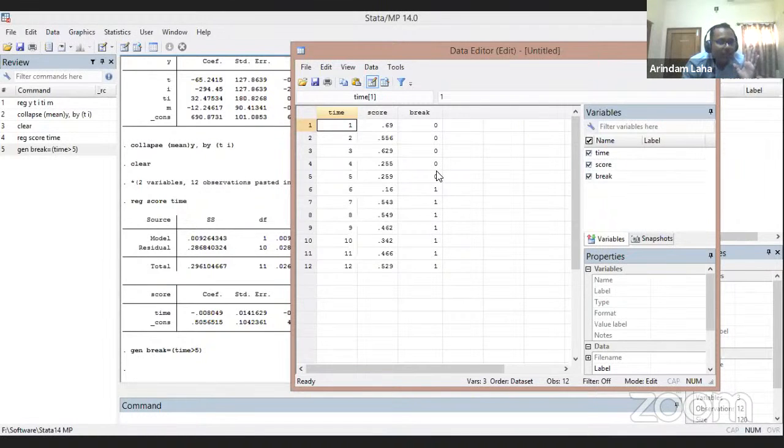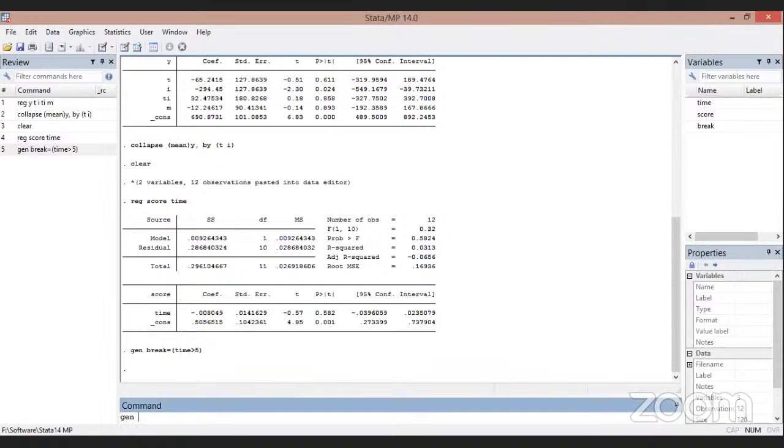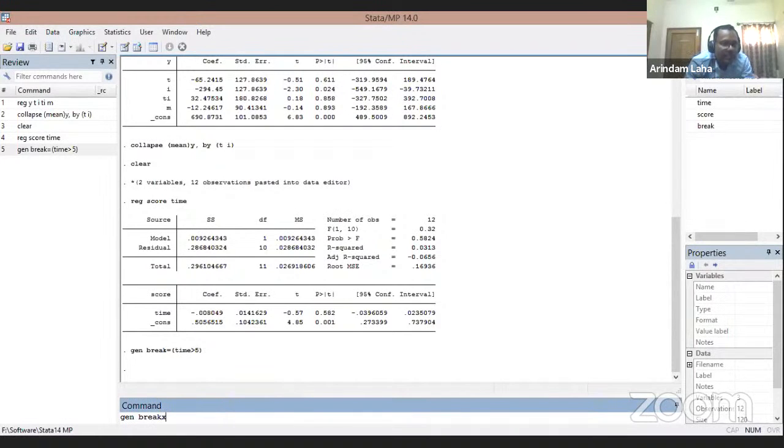They have generated the value. So one break variable they have generated. This is the method. They have generated one break variable, and then gen break x. Gen break x is equal to break into time. So what we have done, as I told you earlier, break. So what I have done.